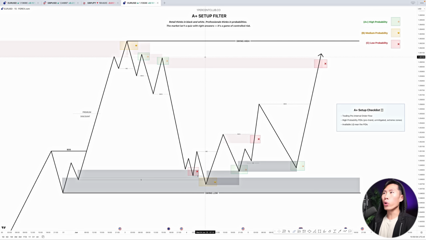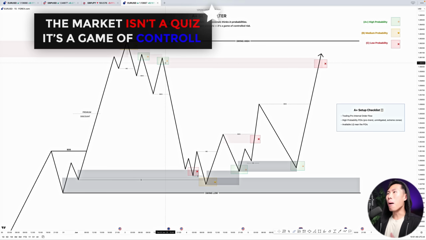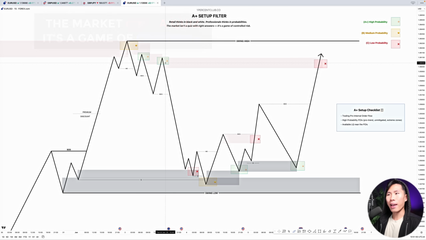Now, you must understand that retail traders think in black and white. They have this binary thinking where they think, okay, either I win or I lose the trade. But that's not how it works. That's not how the market works. That's not how life works. Professionals think in probabilities. They are looking to trade those high probability setups, those A+ setups, which will actually give them a bang for their buck. So my friend, the wisdom of the day is that the market isn't a quiz with right answers. It's a game of controlled risk. It's all about preserving your capital for these high probability scenarios which you want to be trading.